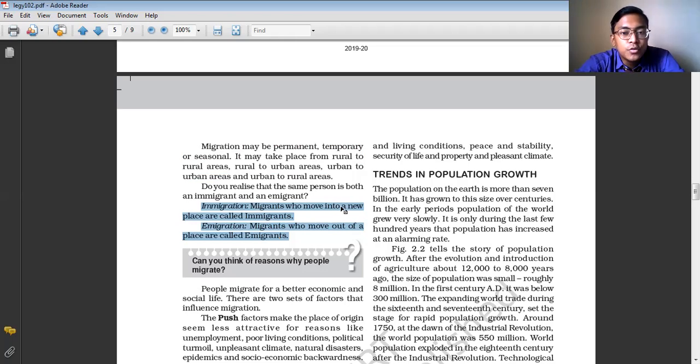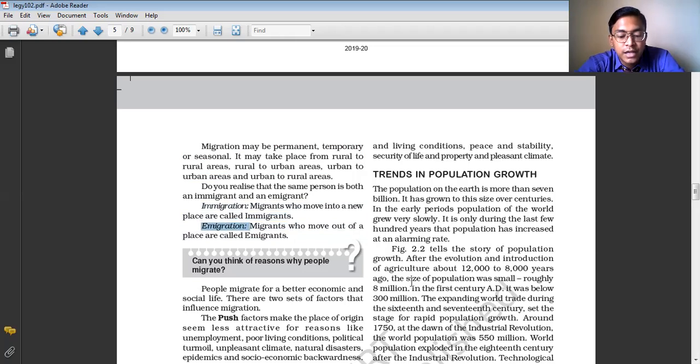Migrants who move out of a place are called emigrants, and migrants who move into a new place are called immigrants. Suppose Indian people are migrating to the USA, or to the UK or any other countries in the world. What they are doing is migrating from their own country to a new country. So for the people of India, the process is emigration.